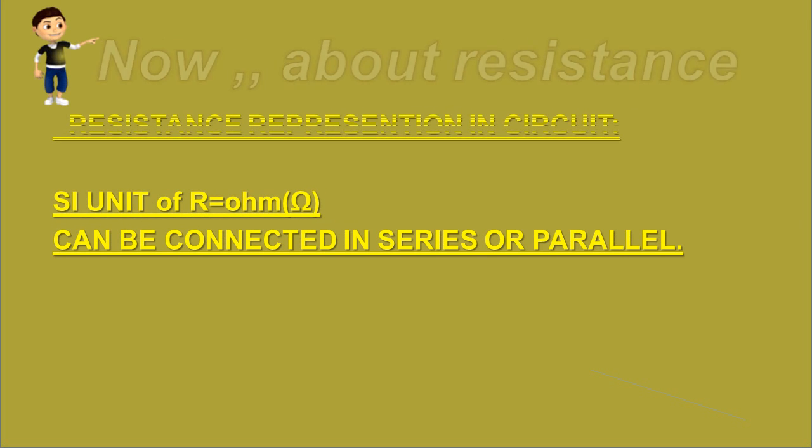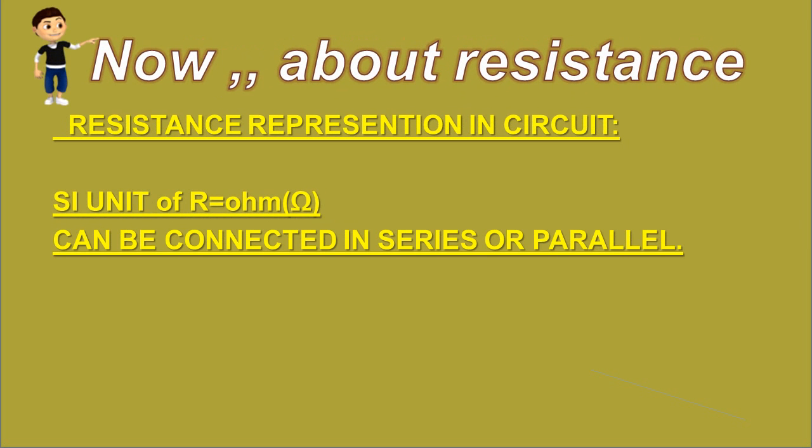Earlier we discussed resistance and why it occurs in a current carrying conductor. Now we should know how we can represent resistance in the circuit. So here is the symbol through which we can represent resistance in any circuit. Now the SI unit of resistance. The SI unit of resistance is ohm. It is named after its discoverer George Simon Ohm.